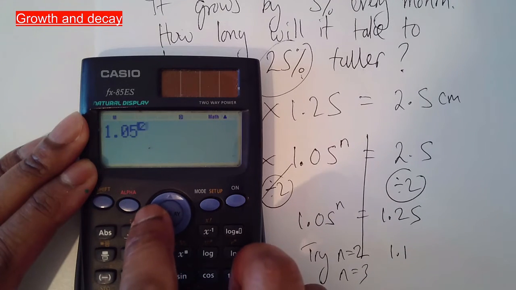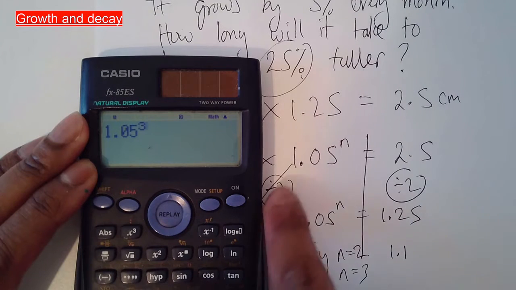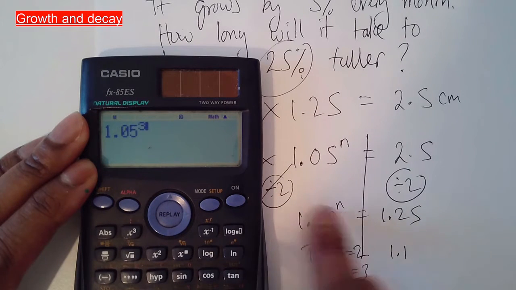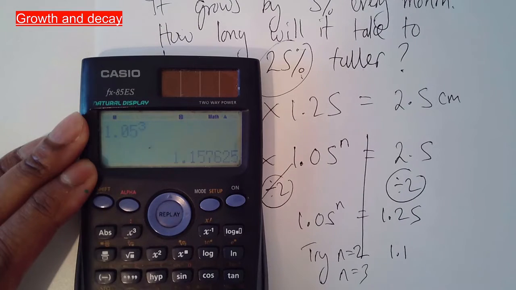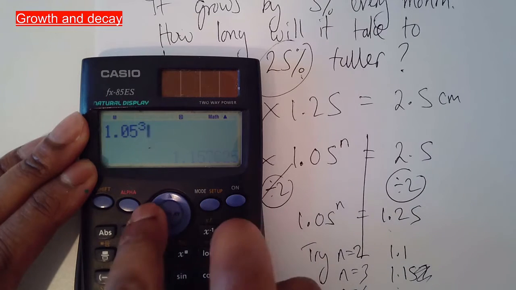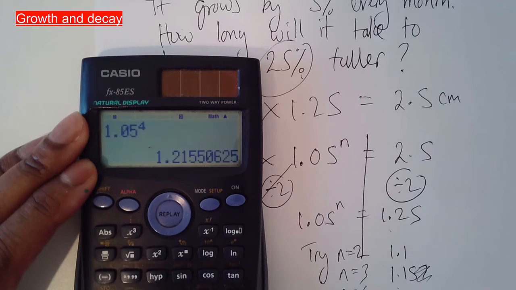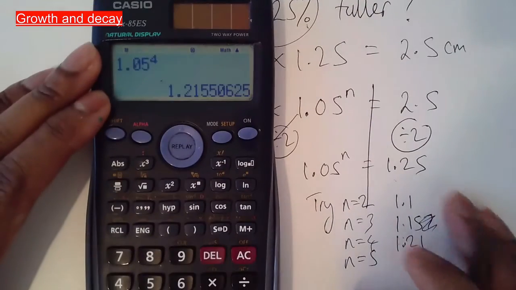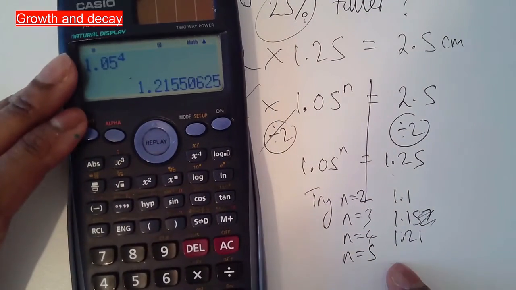Go back and edit it. So now 1.05 to the power of 3. Get 1.1, just 5.7. It's not quite 1.25, is it? Try n equals 4. Nearly there. We've nearly reached it. We can't just reach it. We need to go past it, don't we? Try n equals 5.